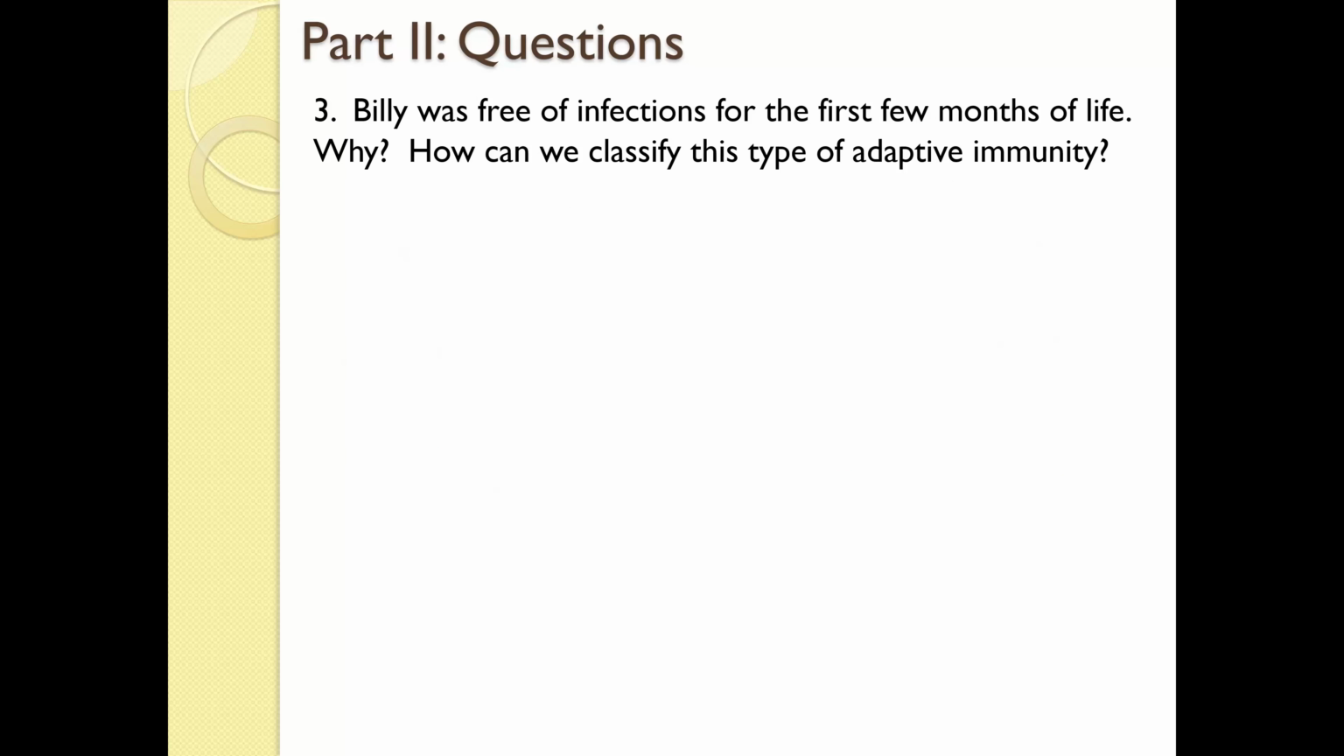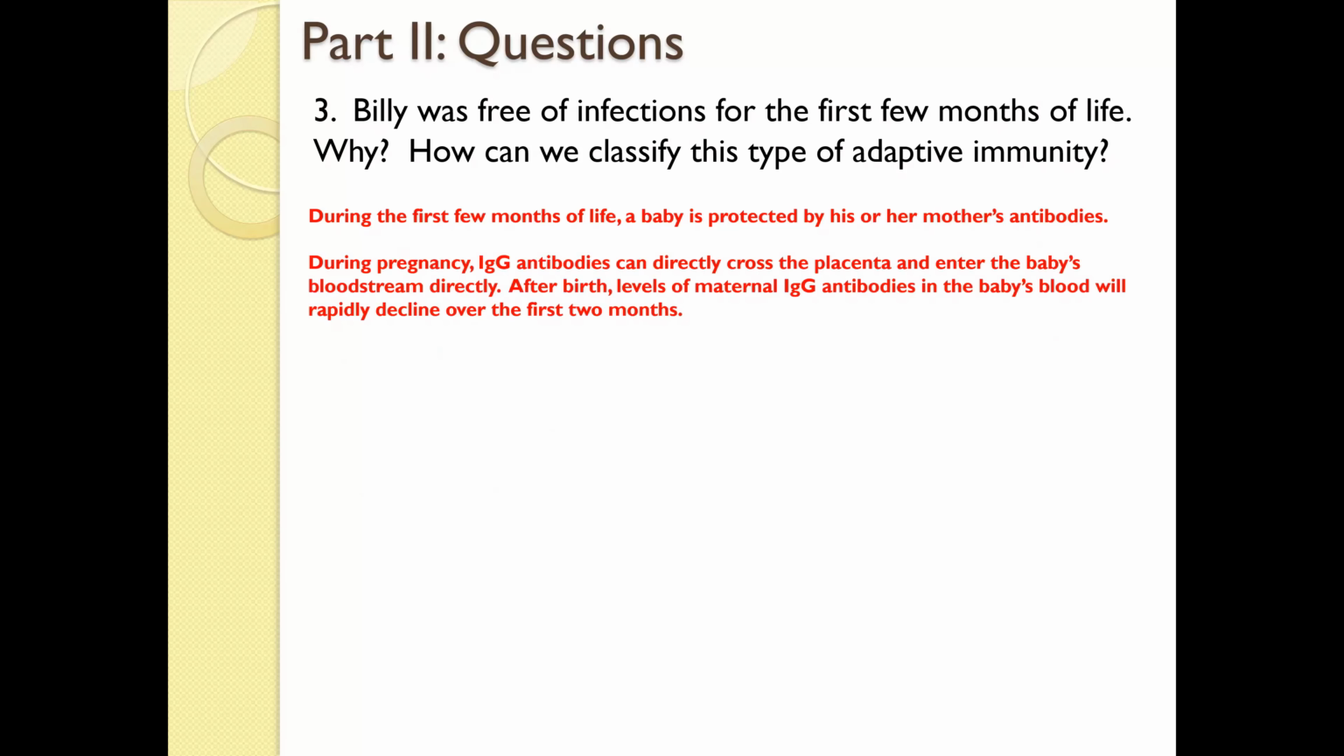Number 3, Billy was free of infections for the first few months of life. Why? How can we classify this type of adaptive immunity? So during the first few months of life, a baby is protected by his or her mother's antibodies. So during pregnancy, IgG antibodies can directly cross the placenta and enter the baby's bloodstream directly.